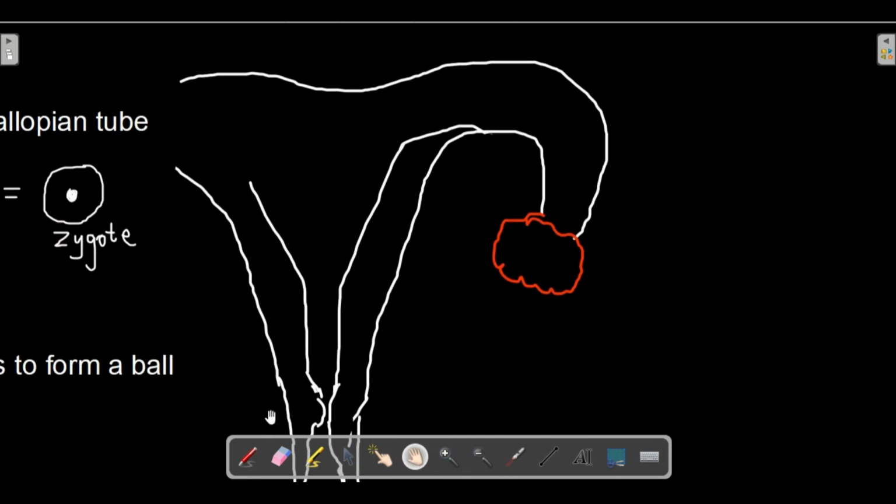So it's going to be released from the ovary to the fallopian tube. Okay, so the follicle will burst out, releasing the egg cell during day 14. So this process where we release the egg cell from a Graafian follicle is called ovulation, and it only occurs on day 14, guys.